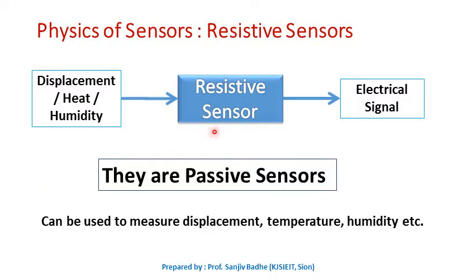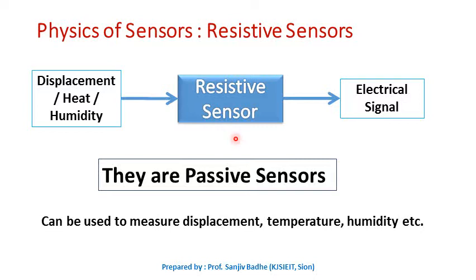The first sensor that we will be studying is a resistive sensor. Resistive sensor is a transducer that converts displacement or heat or humidity into an electrical signal. This electrical signal can be measured as a voltage or current. Resistive sensors need power source for their operation, and therefore they are called as passive sensors.